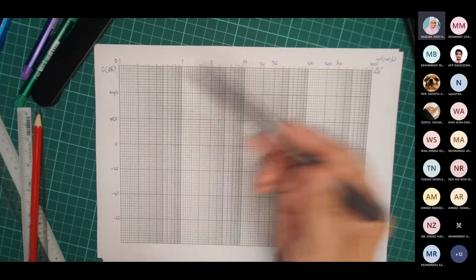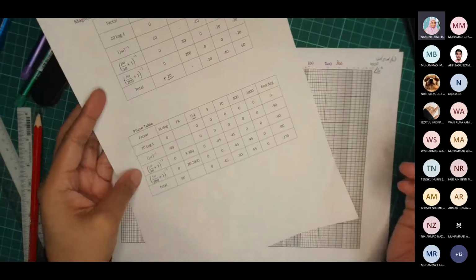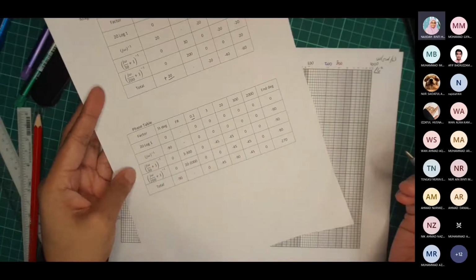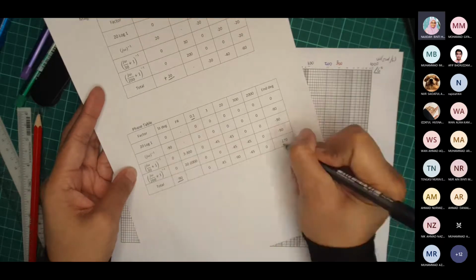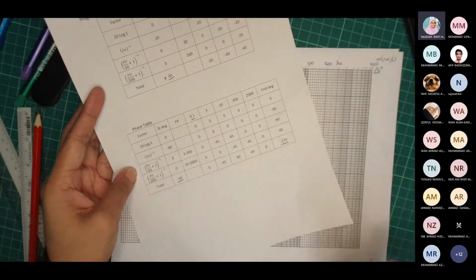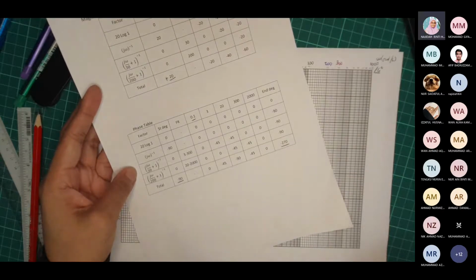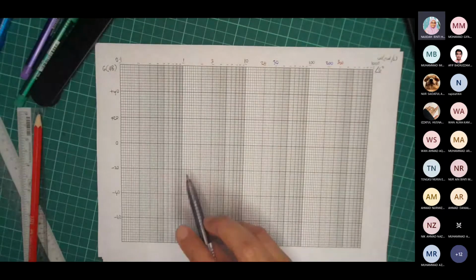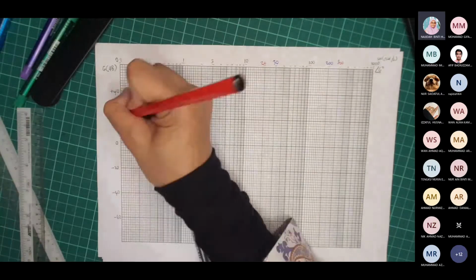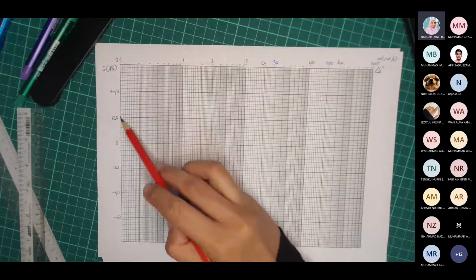So for this one, check your table. Check the starting and ending point for phase. Your starting is negative 90 degree. Your ending is negative 270 degree. Now, if I want to start my magnitude plot at this point, positive 20 dB, here, I want to start here.